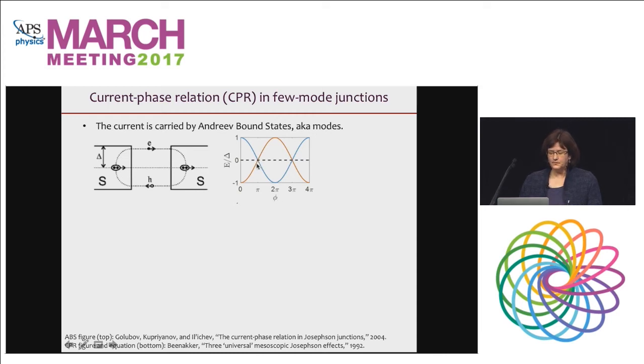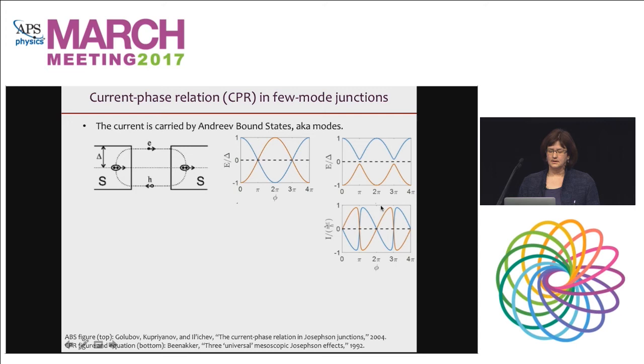Now, these two states, when they reach pi, have an avoided level crossing, and so the actual spectrum ends up looking like this. And then the current is the derivative of the energy with respect to phase, and so the current of these two branches ends up looking like the red curve and like the blue curve. This figure shows one of the most key features of high transmission few-mode junctions, which is that if you have high transmission, you have a highly skewed current phase relation.